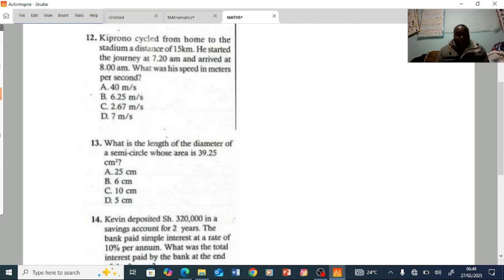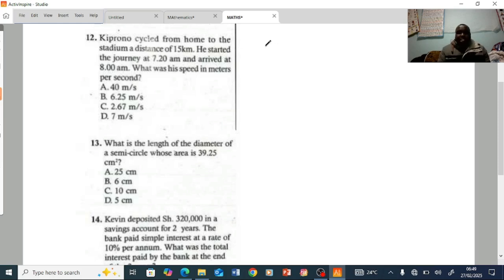Kiprono cycled from home to stadium, a distance of 15 kilometers. He started this journey at 7:20 a.m. and arrived at 8 a.m. What is the speed in meters per second?